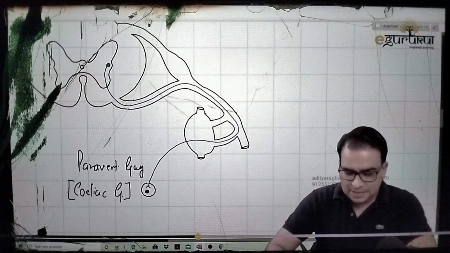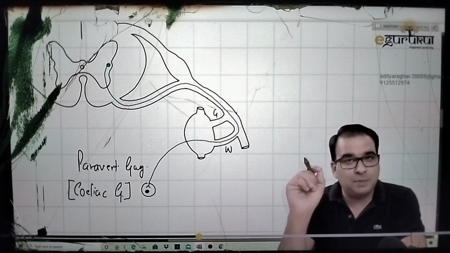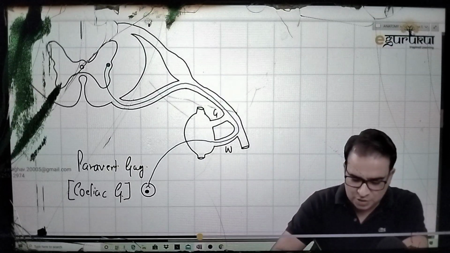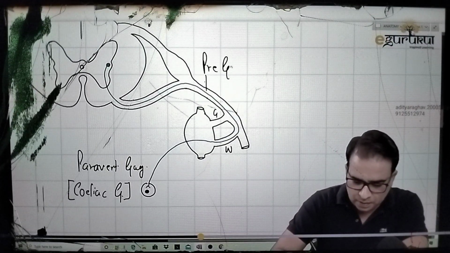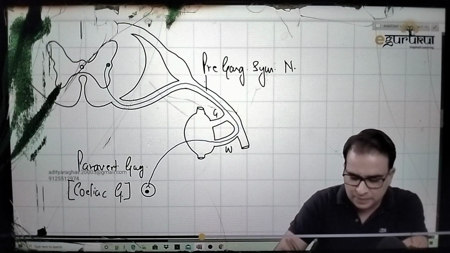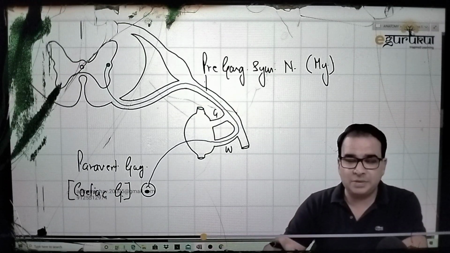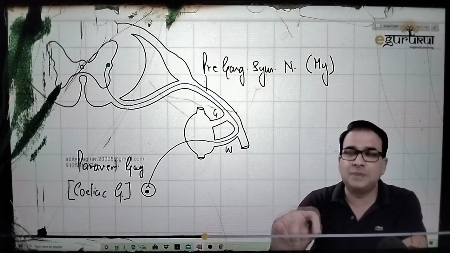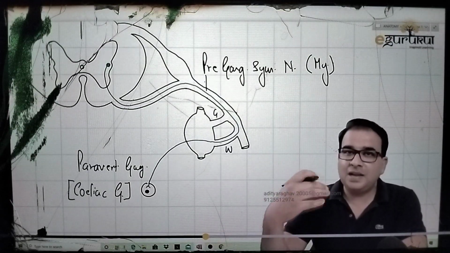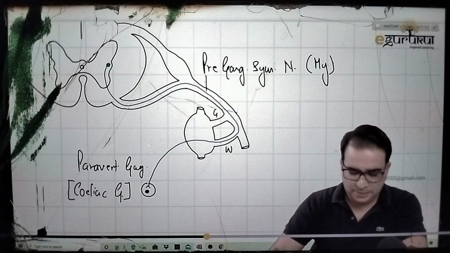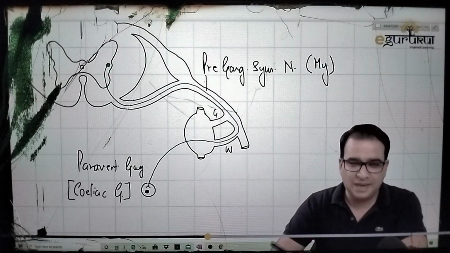So once again, the white ramus communicans has the preganglionic sympathetic neuron. No question about that, so nothing has changed. This preganglionic sympathetic neuron is myelinated, and it enters the sympathetic chain through the white ramus communicans. But the point is, they are not relaying into the sympathetic chain. They exit the sympathetic chain and find their own ganglion close to the vertebra or close to the aorta. Those are paravertebral ganglia. One example is the celiac ganglion.